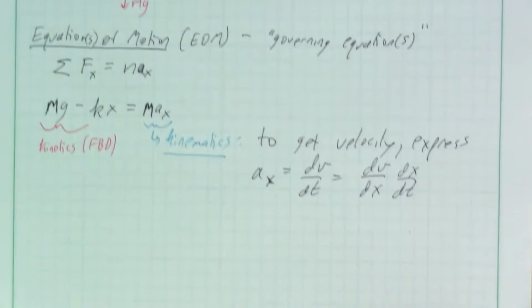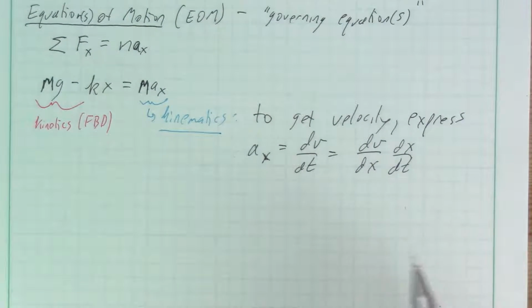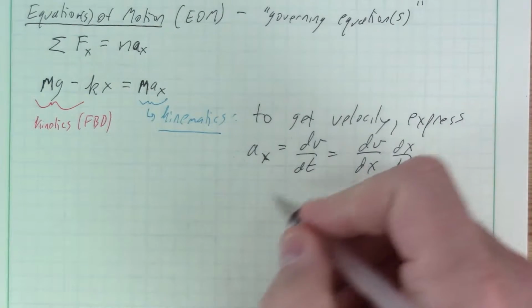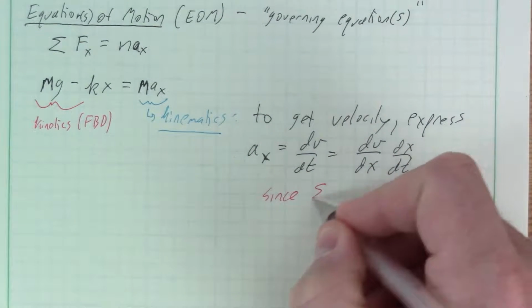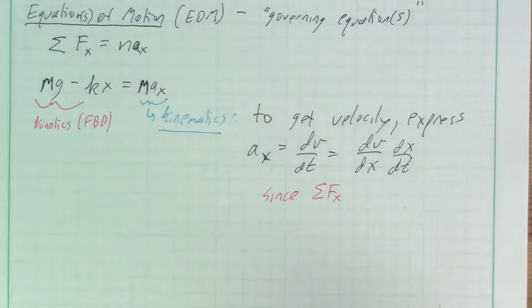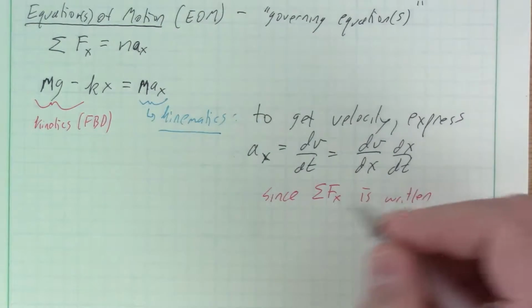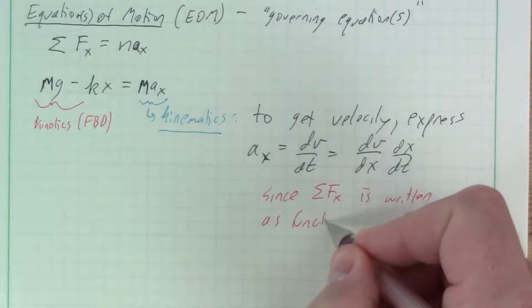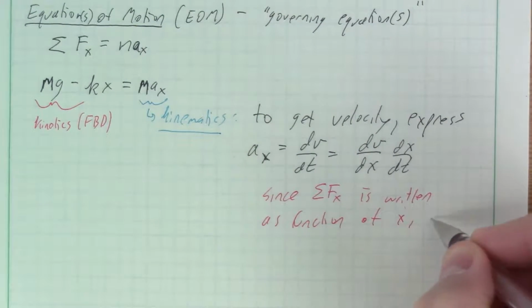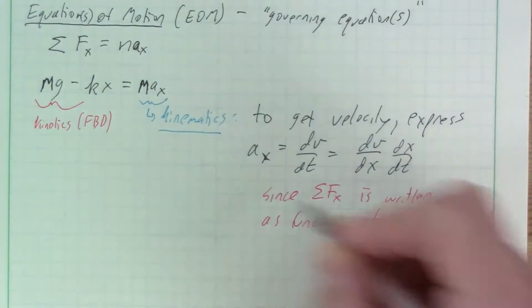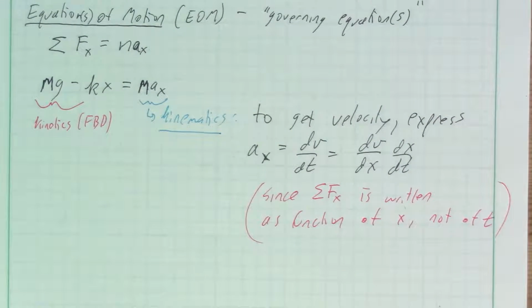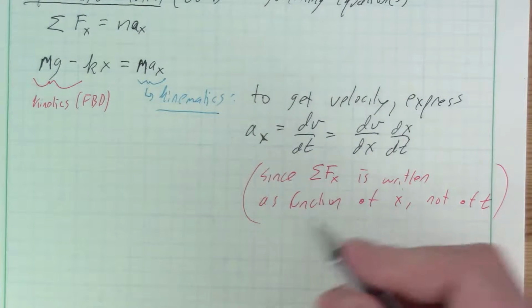Okay. Notation. I'm very much a stickler about it. So the reason we're doing this is because our left-hand side of the equation, that sum of the forces in the x direction, is written as a function of x, not of time. All right, so that's what drives this decision to express it this way.